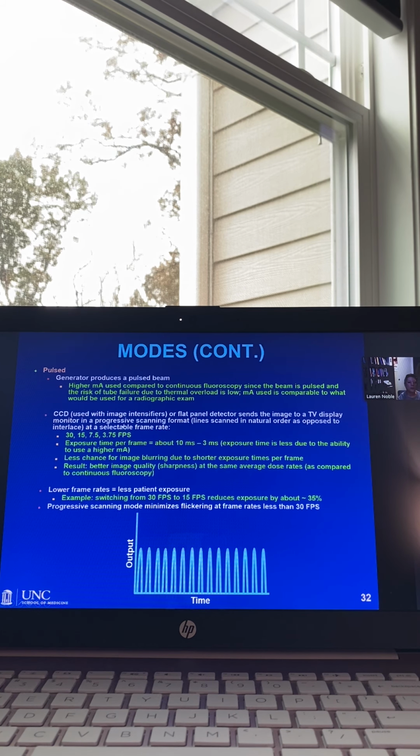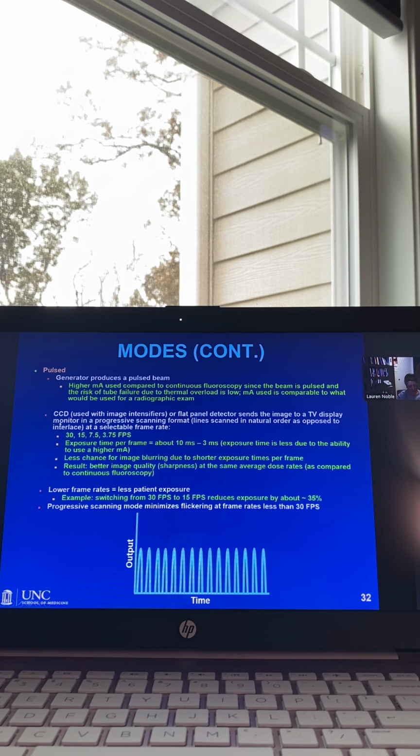And the thing with these pulsed units is there are oftentimes buttons to select different pulse rates, so you can further reduce the exposure to the patient. If you operate a unit at 30 pulses per second, then that is going to be the highest exposure to the patient. 3.75 pulses per second is going to yield 3.75 frames per second. So in other words, the exposure is reduced.